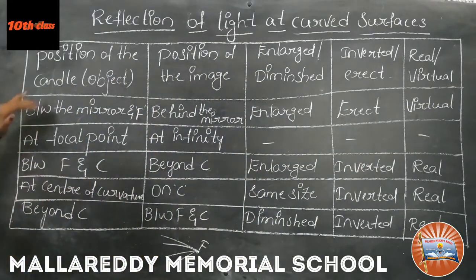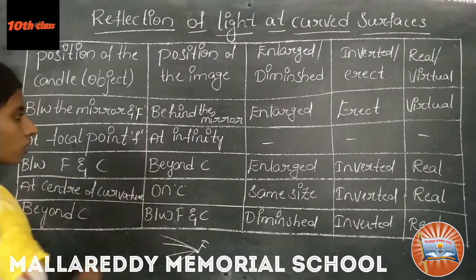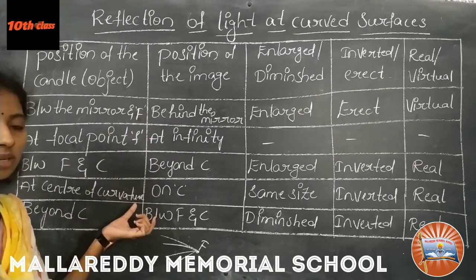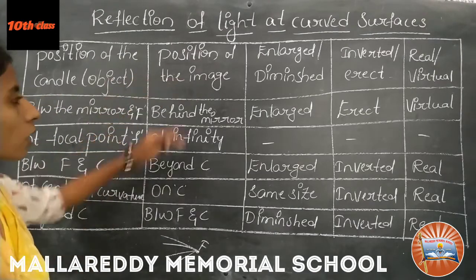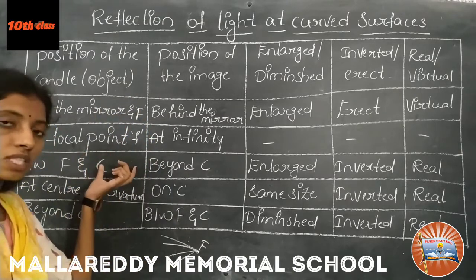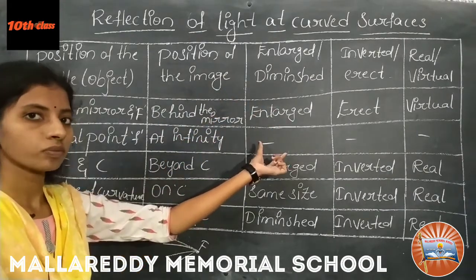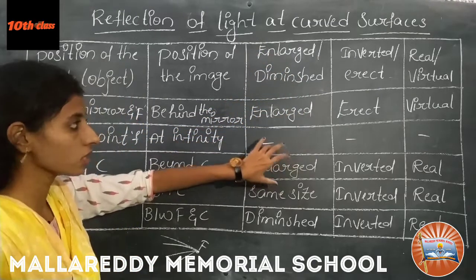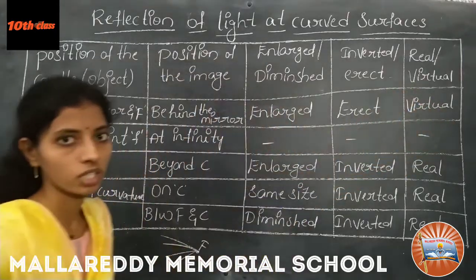Now if the object is at the focal point, which is represented with a small f, the distance from the pole to the principal focus, then the position of the image is at infinity. Before, when we took the object at 30 centimeters, we got the image at infinity. There the image is very big, so we are not giving any image here.